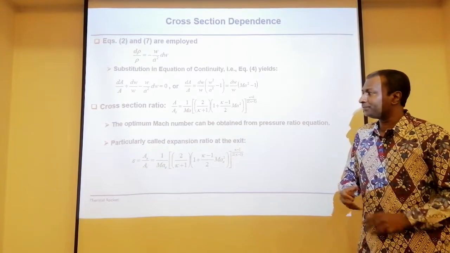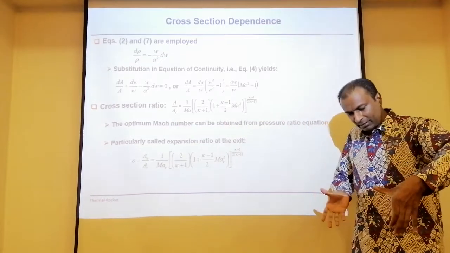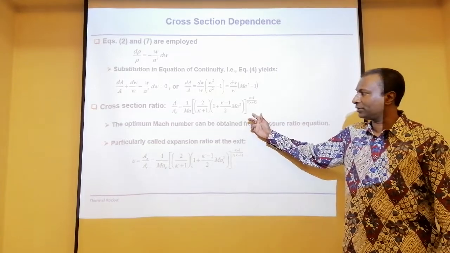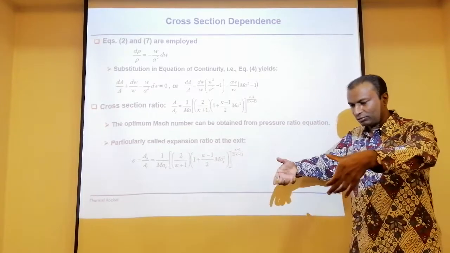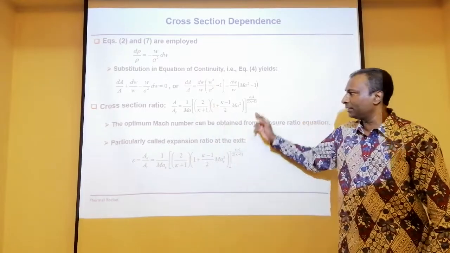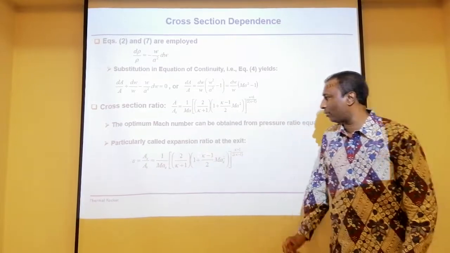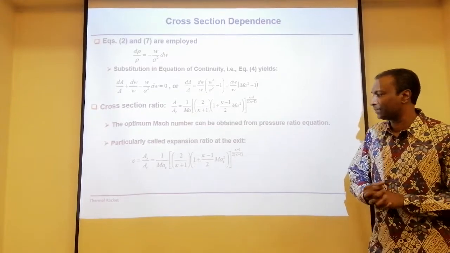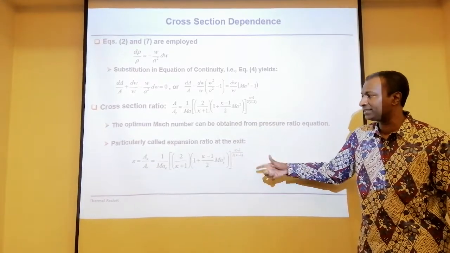So what it says is that if you want to optimize and calculate the exact diameter of the nozzle, this equation is very important. Let's say we fix the diameter of the throat, then we want to optimize the exact exit diameter of the nozzle. This equation is extremely important for you to use. The optimum Mach number can be obtained from the pressure ratio equation. This is particularly called the expansion ratio, and this is also important.